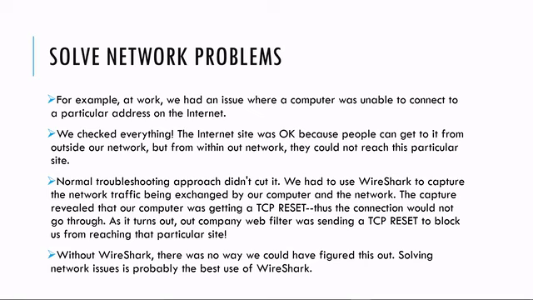This capture would reveal that our computer was getting a TCP reset, thus the connection would not go through. As it turns out, our company web filter was sending a TCP reset to block us from reaching our own particular site. This was an odd error that just happened to be in the coding of the website, but it's a good example of where without Wireshark, there was no way we were going to figure this out. Anytime you have that internal network issue, Wireshark should be your go-to software.